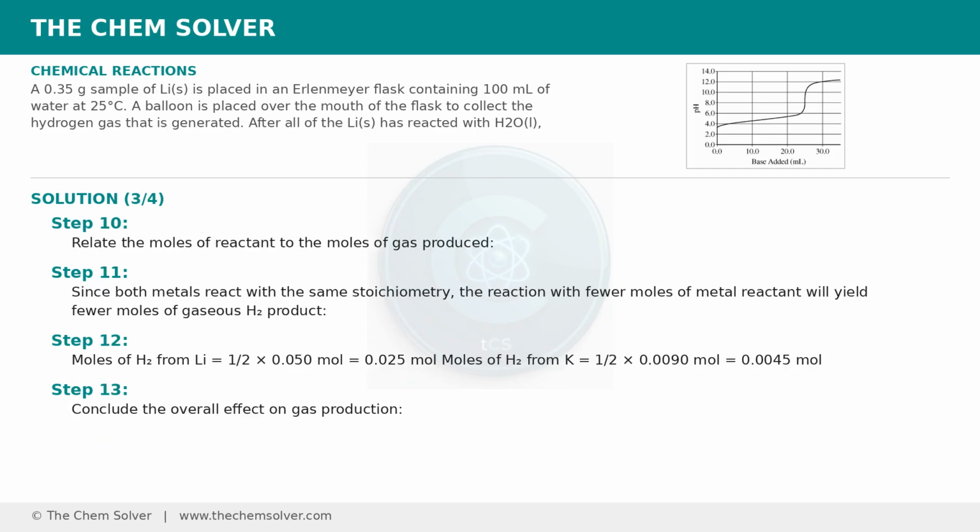Relate the moles of reactant to the moles of gas produced. Since both metals react with the same stoichiometry, the reaction with fewer moles of metal reactant will yield fewer moles of gaseous H2 product. Moles of H2 from Li equals 1 over 2 times 0.050 moles equals 0.025 moles. Moles of H2 from K equals 1 over 2 times 0.0090 moles equals 0.0045 moles. Conclude the overall effect on gas production.